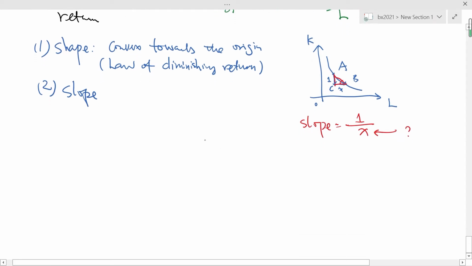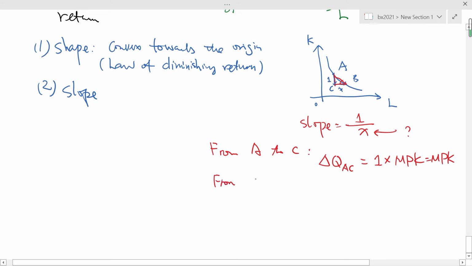So from A to C, we hold the units of labor constant, but reduce the capital by 1 unit. So the change in output from A to C is equal to 1 times the marginal product of capital. So it's just the marginal product of capital.